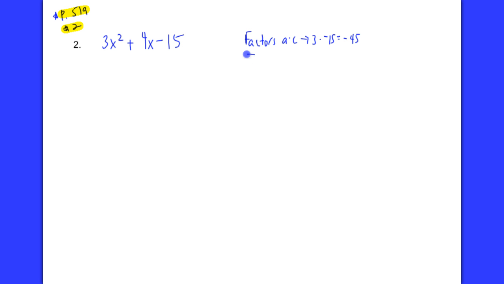We want to know what factors of a times c sum to the middle term, which is 4, which is b. That's b there, okay? Well, you have to start here and ask yourself, how could I multiply to get negative 45? One way would be 1 times negative 45. That equals negative 45, but that sum is negative 44. So that's not it. Another way to multiply to get negative 45 is 3 times negative 15, but that adds, unfortunately, to negative 12. So that's not it either, because we are looking for 4.